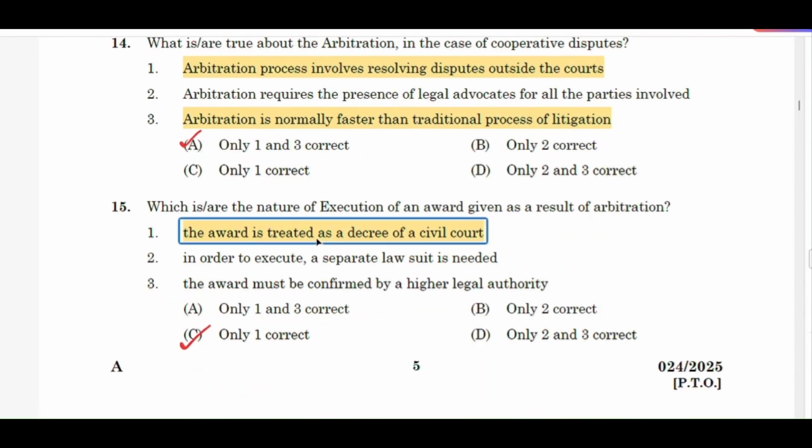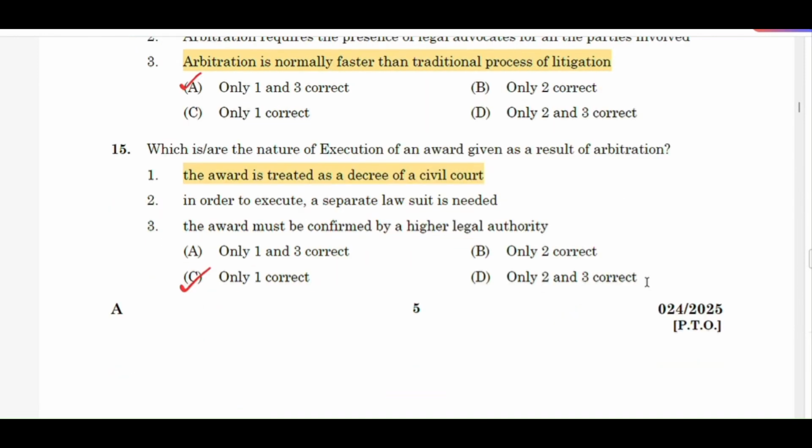Next question, which are the natures of execution of an award given as a result of arbitration? Answer is option C, only 1 correct. The award is treated as a decree of a civil court.